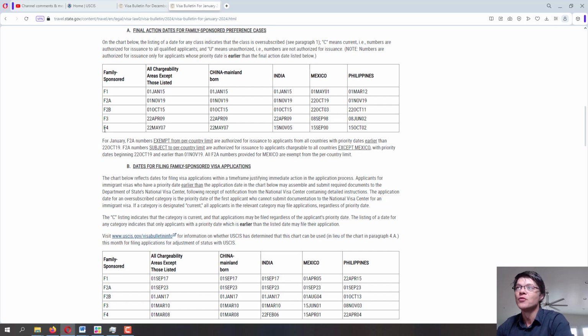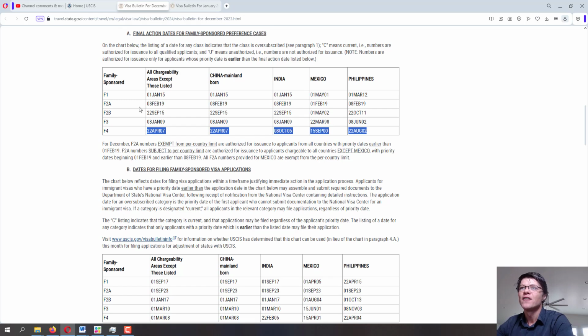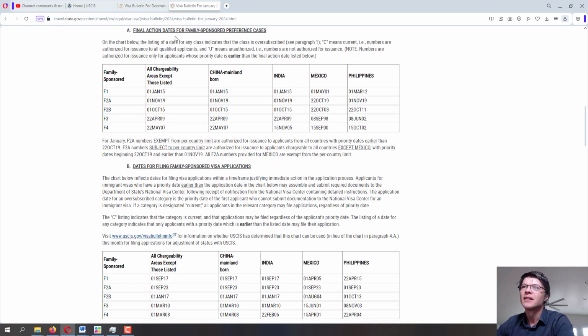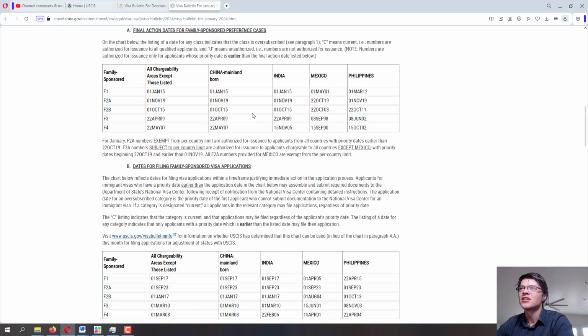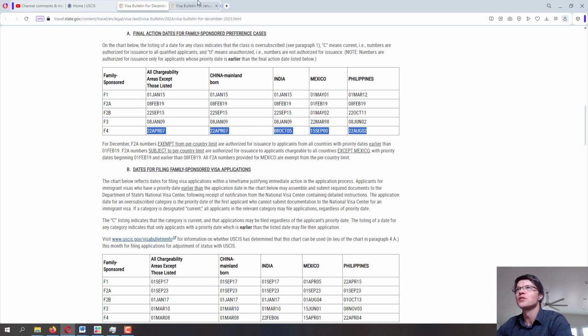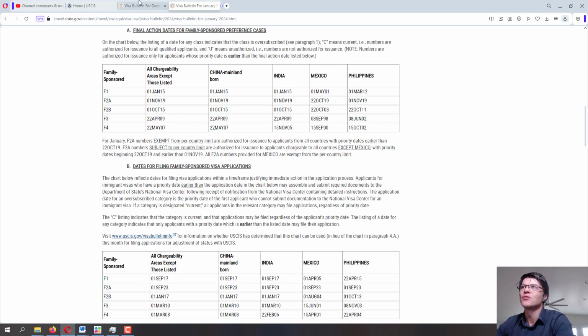Haven't seen F4 category move in a very, very long time. And if you watch this channel, you know that this is the category that I'm personally waiting for, because I do have an I-130 pending petition. I'm an immigrant myself, and I have a family reunification petition myself, so I can definitely relate to everyone who is waiting. But finally we see some movement from April to May, which is only 1 month, which is not a lot at all, but finally movement for all chargeability, some movement for China, for India from October to November, good stuff. For Mexico, absolutely no movement, unfortunately, from September 2000 to still September 2000.